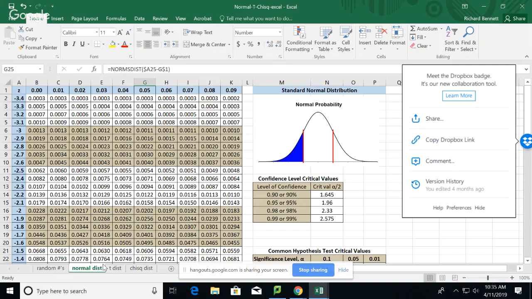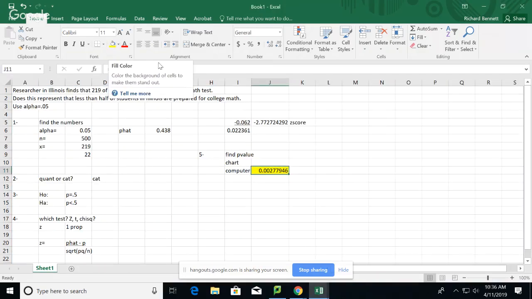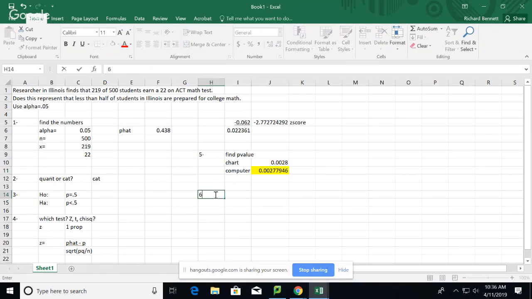Brady, how do we do this? Okay, so you go down to negative 2.7, then you go over to 7, right? And then you go down, and that's the value right there. Do you know how to do that now, Olivia? Yeah. Okay, so I got 0.0028. Depending on whether you use the chart, that's just rounded, right? Okay, so now, step number 6 is what, Gage?